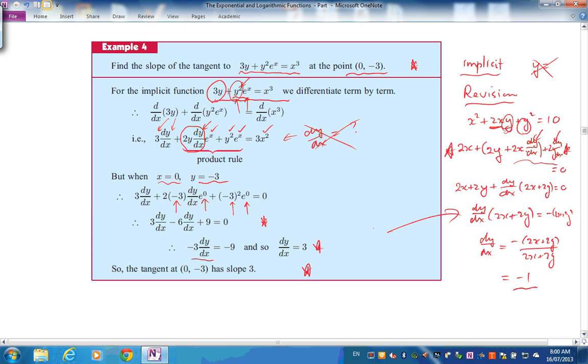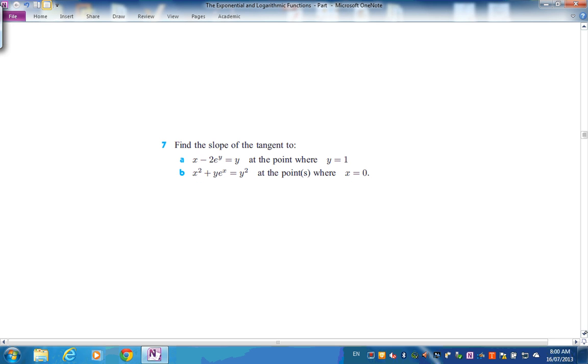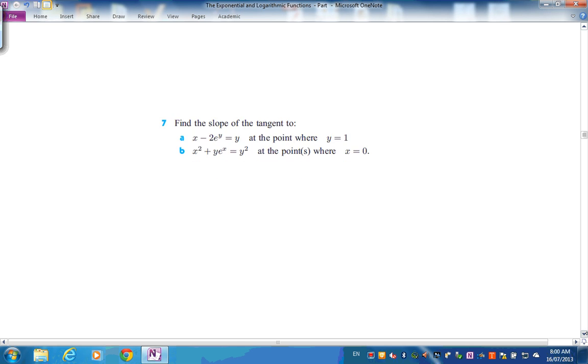You could be asked, of course, to find the equation of that tangent. So what are we doing? We're going back over all the work we did before in exponential land, and in a minute logs as well. So here we are, find the slope of the tangent to that. Only a couple of these, so I think you need to do both of them to make sure of your skill level. Okay, so have a look. I'll take you down to the solutions now.